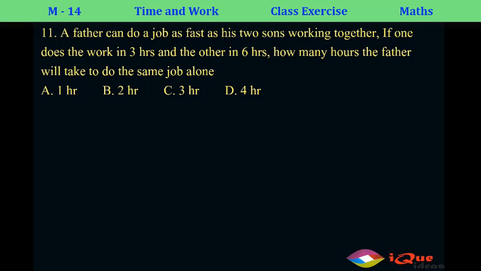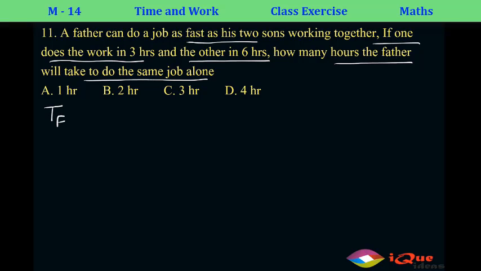A father can do a job as fast as his two sons working together. If one does the work in 3 hours, the other in 6 hours, how many hours will the father take to do the same job? Now see, it's a very interesting question. Time taken by the father will be equal to the time taken by son 1 and son 2 together.